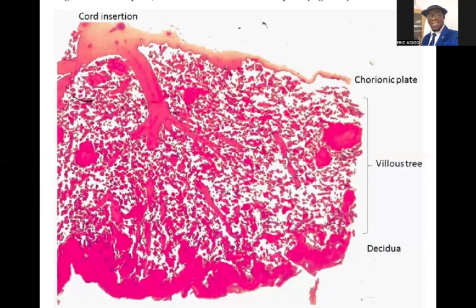So that's chorionic plate, villous tree, decidua basalis. So we are going towards the maternal portion more. Then here we are going towards the fetal portion. So this is where the umbilical cord will be inserted.